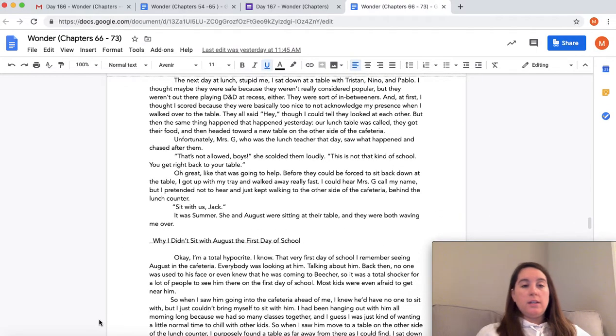Switching tables. The next day at lunch, stupid me, I sat down at the table with Tristan, Nino, and Pablo. I thought maybe they were safe because they weren't really considered popular, but they weren't playing D&D at recess either. They were sort of in-betweeners, and at first I thought I scored because they were basically too nice to acknowledge my presence when I walked over to the table.